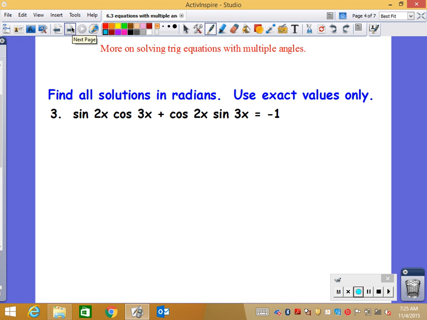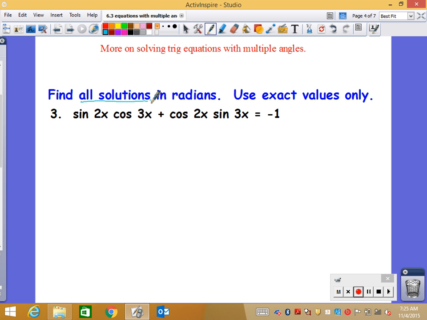Alright, find all solutions in radians. Remember that phrasing before we even get started. All solutions means I have to add that 360 n degrees at the end of each of my answers because I'm dealing with going around every time. Not just 2 times, not just 3 times, but an infinite number of times.